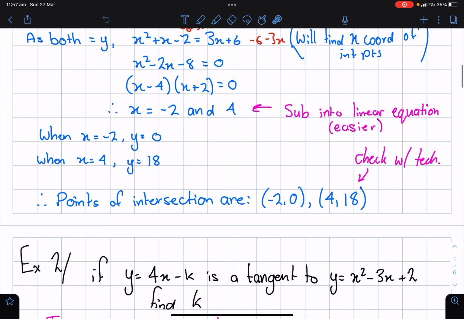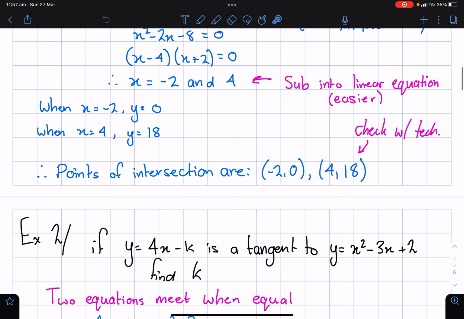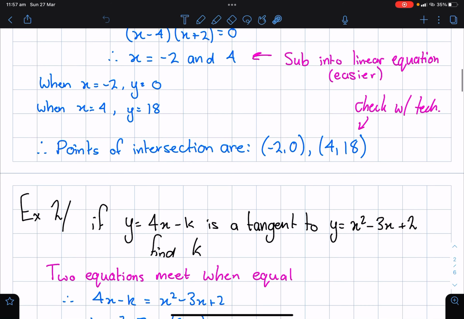Example number 2. This is probably another very common one. It will ask you to find an unknown in one of the equations. So in this case, if y equals 4x take away k is a tangent to y equals x squared take 3x plus 2, find k. We're going to look at the exact same process. These two equations meet when equal, so we equate them as such.